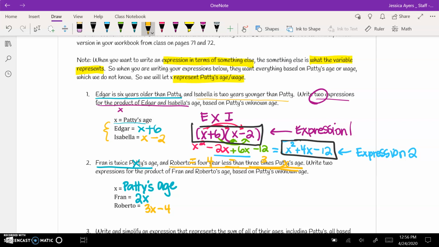So if I knew Roberto was 4 years less than 3 times Patty's age, and I knew Patty's age, I would multiply it by 3 and then minus 4.